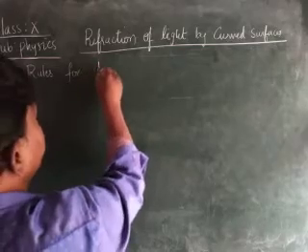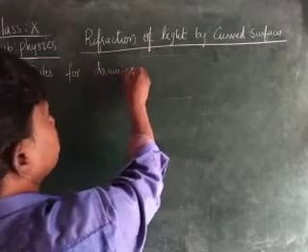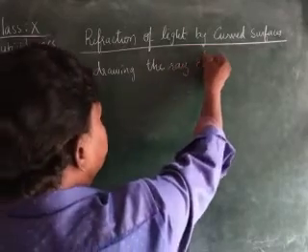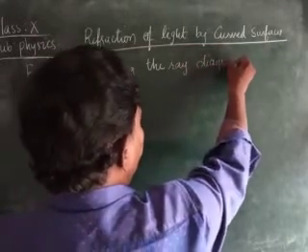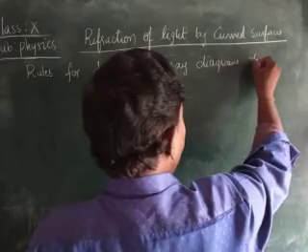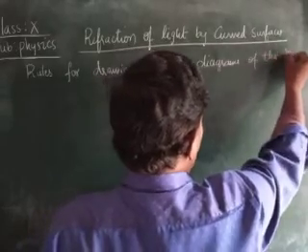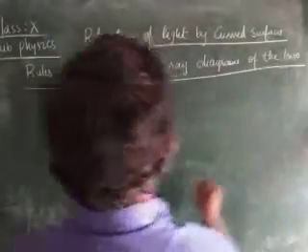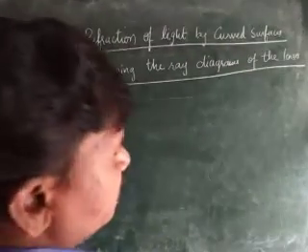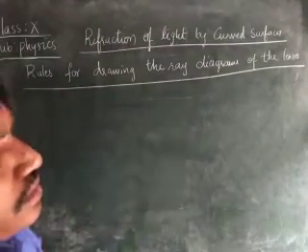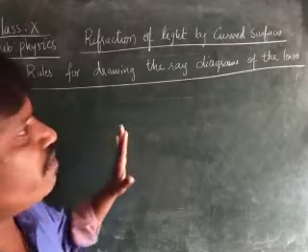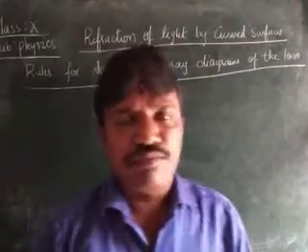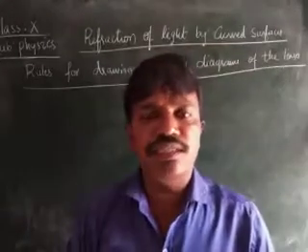Rules for drawing the ray diagrams of the lenses. Okay, children. Here, in the case of lenses, we will be having 5 rules, whereas in the case of mirrors, we are having 4 rules.